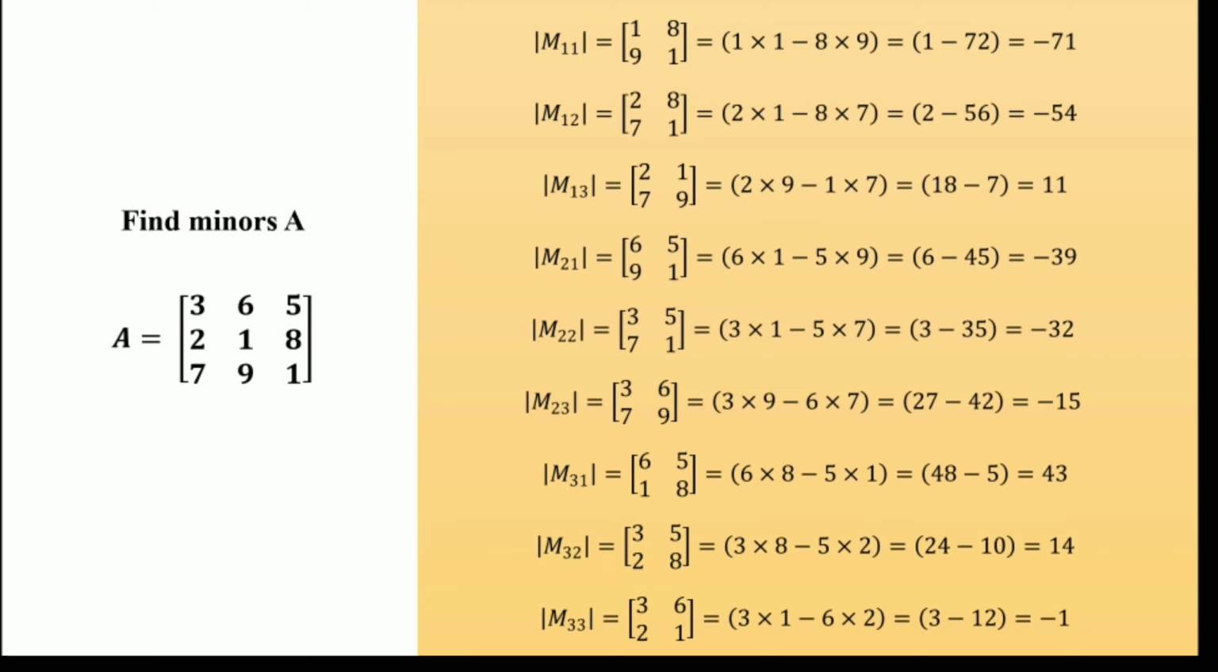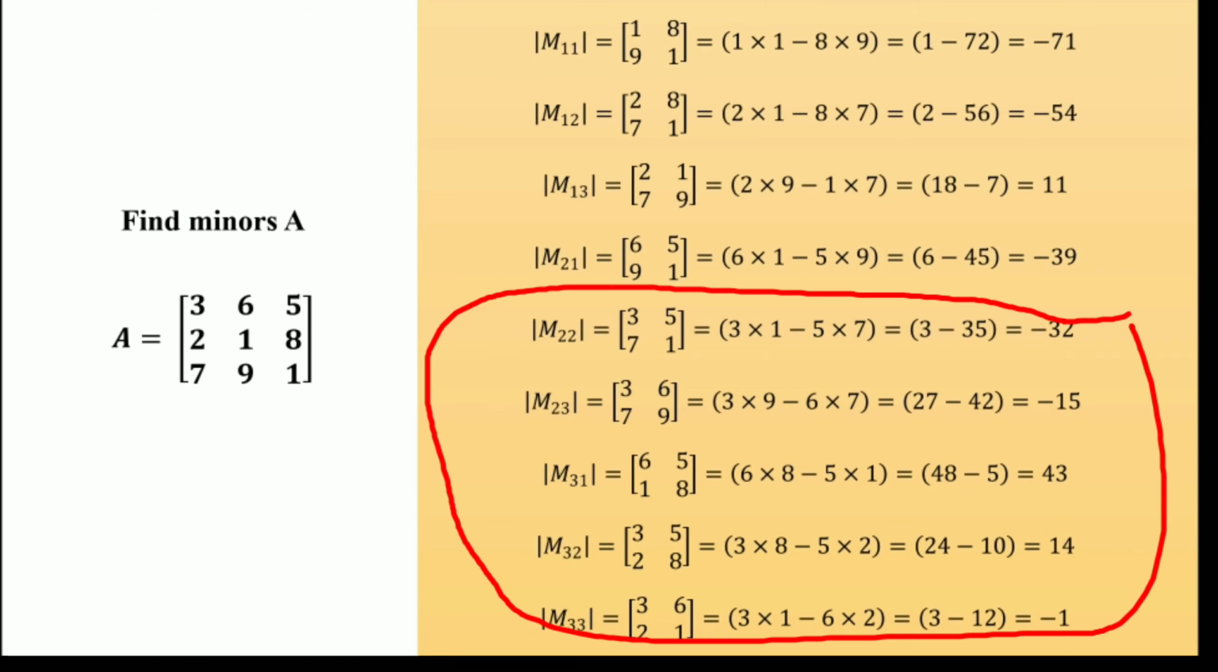To find out the next minor, that is M21, corresponding to the first element of the second row, that is 2, in the given matrix A, by crossing the row and column, we have a 2 into 2 determinant, which is 6, 5, 9, 1. And the minor is equal to 6 into 1 minus 5 into 9, 6 minus 45, which is equal to minus 39. In a similar way, we can find the other minors of the corresponding elements in the matrix A, as shown here.